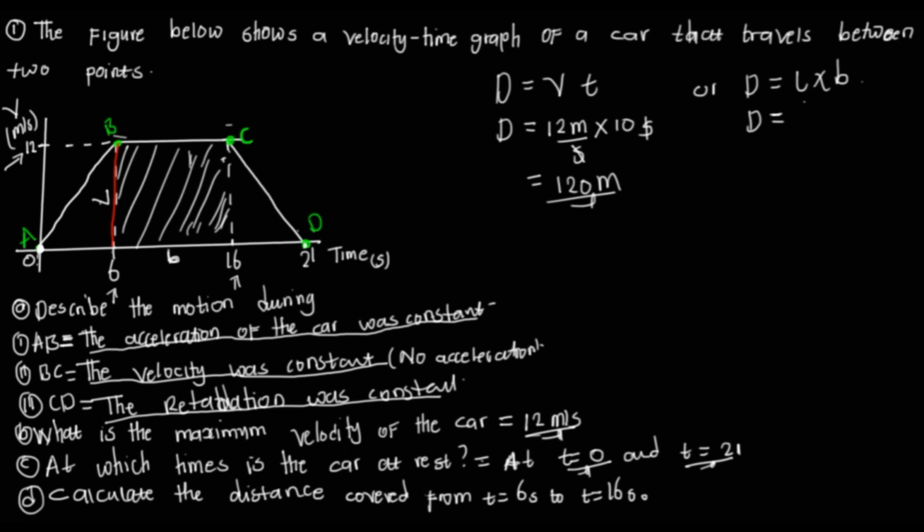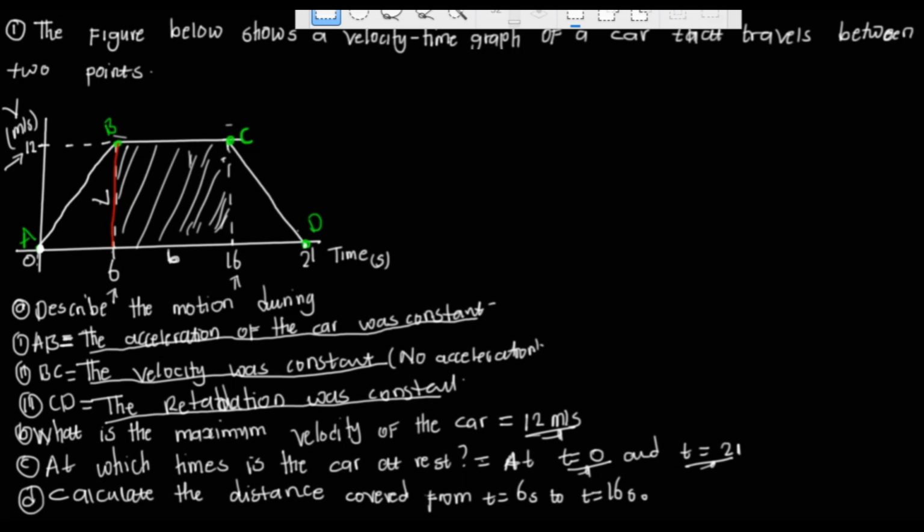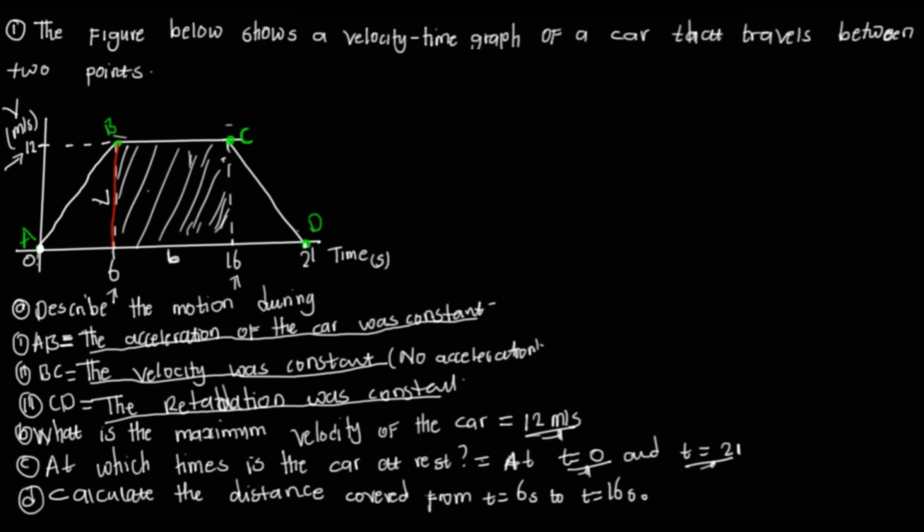So we can see that here we have 12 times 10. We still get the same answer, which is 120 meters. Okay, now let's try to calculate the acceleration. So we are going to find two accelerations. The first, we are going to find the acceleration in the first 6 seconds. So the formula for acceleration is equal to final minus initial over t.